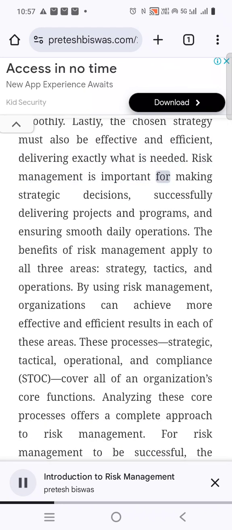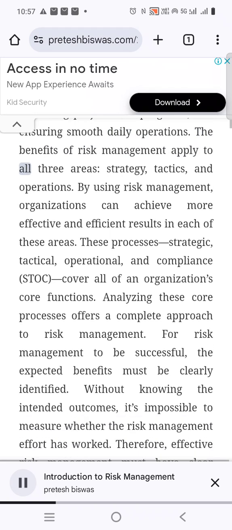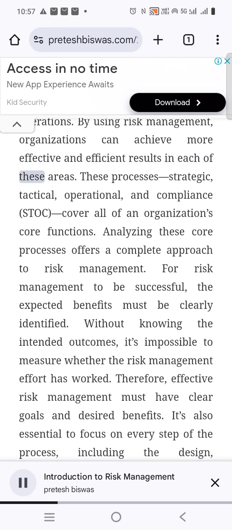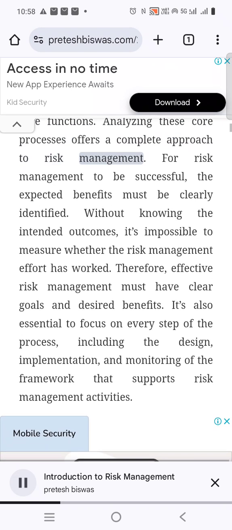Risk management is important for making strategic decisions, successfully delivering projects and programs, and ensuring smooth daily operations. The benefits of risk management apply to all three areas: strategy, tactics, and operations. By using risk management, organizations can achieve more effective and efficient results in each of these areas. These processes, strategic, tactical, operational, and compliance, STOC, cover all of an organization's core functions. Analyzing these core processes offers a complete approach to risk management.